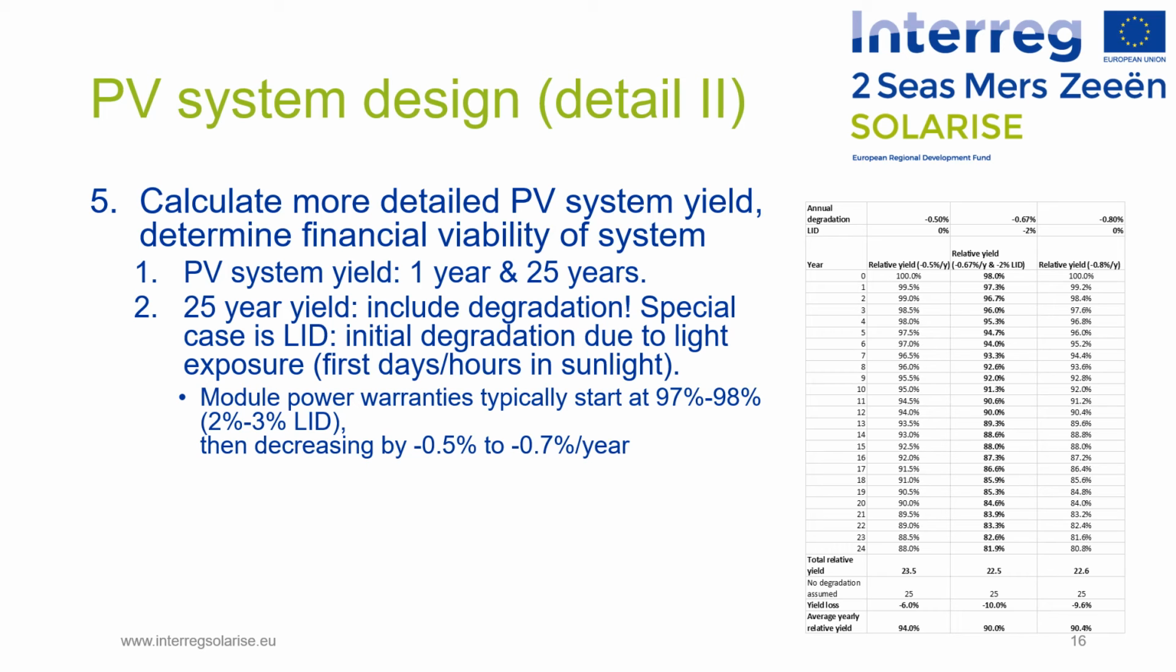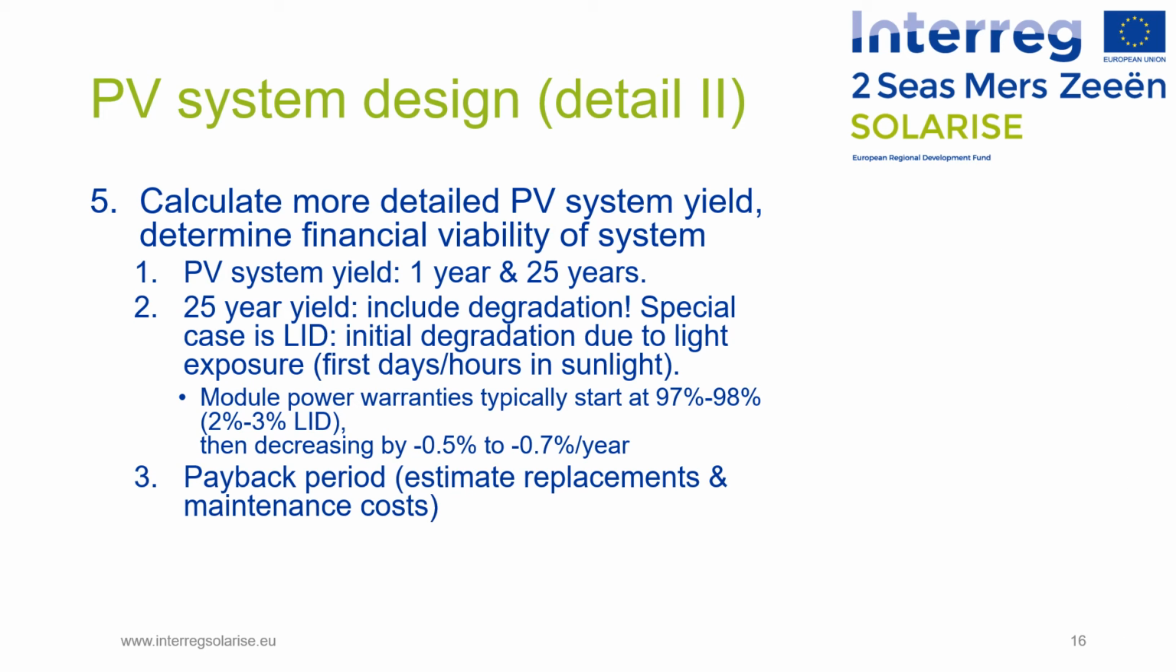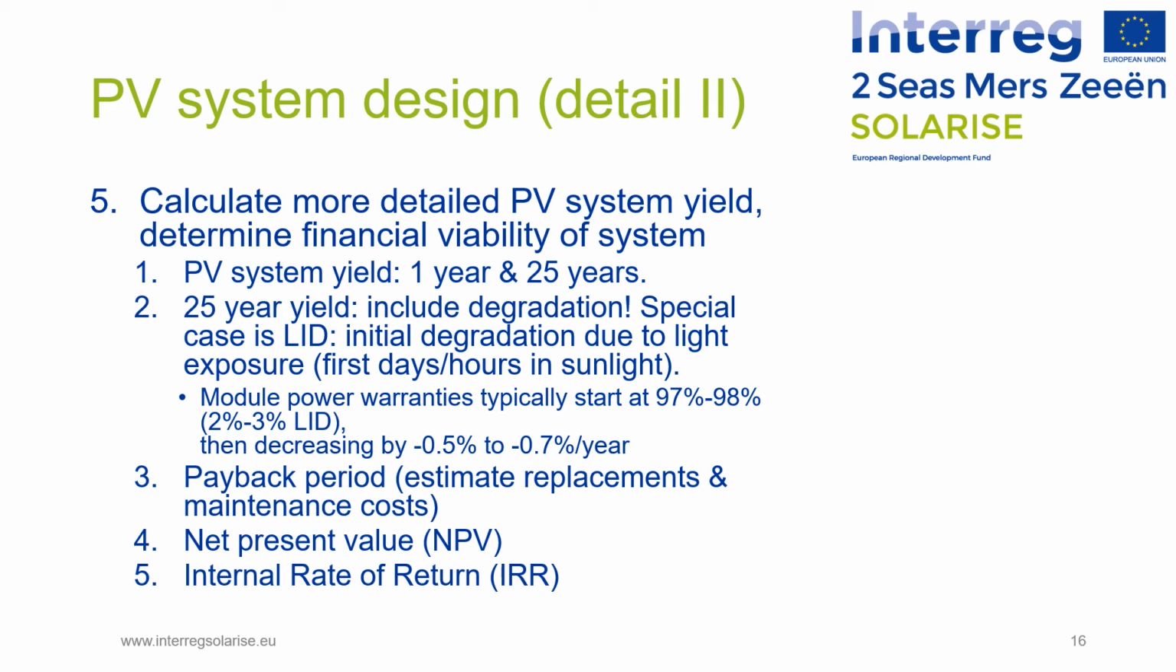And module power warranties that you see in datasheets typically start at 97 to 98% of module power, which essentially corresponds to 2 to 3% LID, and then they decrease by 0.5% to 0.7% per year. Then, when we're looking at the financial metrics, if you look at the payback period, you need to estimate the replacements as well as maintenance costs. And then similarly, you can do the same for the net present value and the internal rate of return.